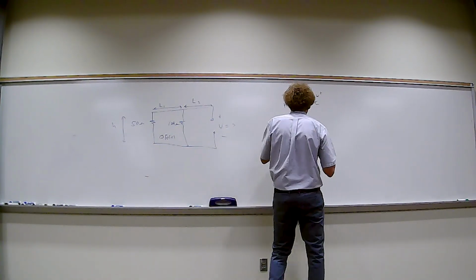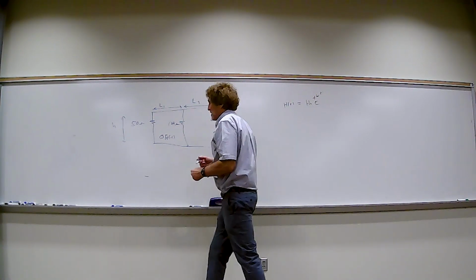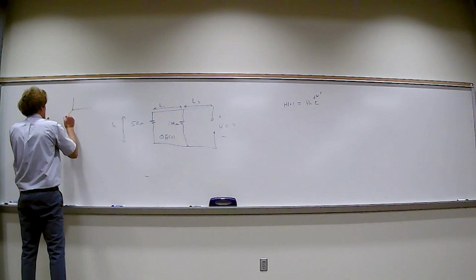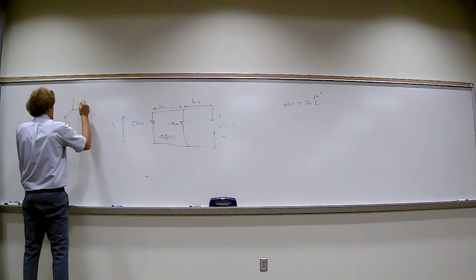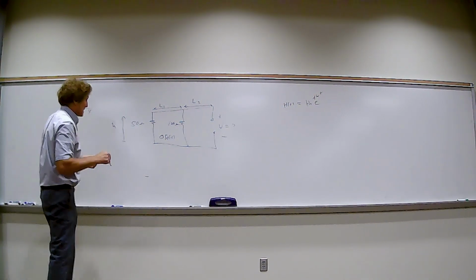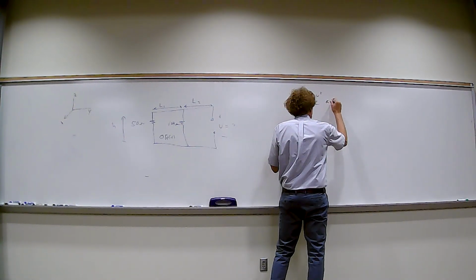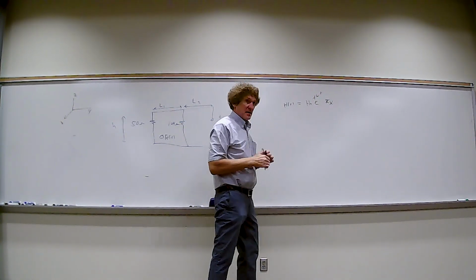I'm going to assume this is the case, and the field's coming out of the board. So let me try to do this for you. This is x, this is y, this is z. So it's coming out of the board. This would be a x. I think you all see this, right?